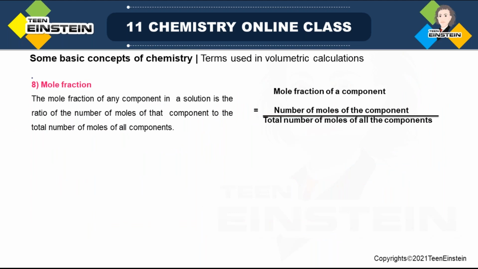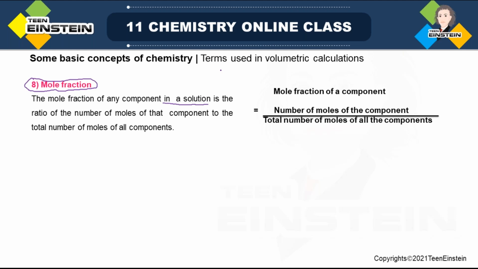After formality, the next one is mole fraction, and this is the last term we will discuss here, that is required in volumetric calculation. So how to do this? The mole fraction of any component in a solution. Any component in solution means, suppose you have a solution, and normally we consider one solute, one solvent, but it may be more than one also, 3, 4 like this.